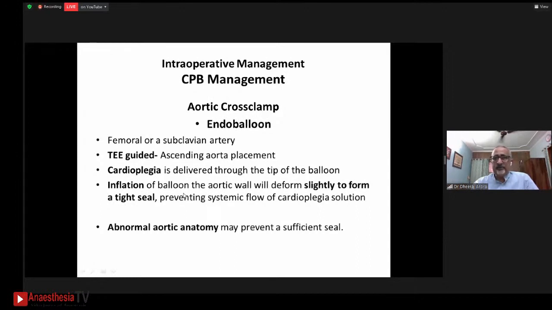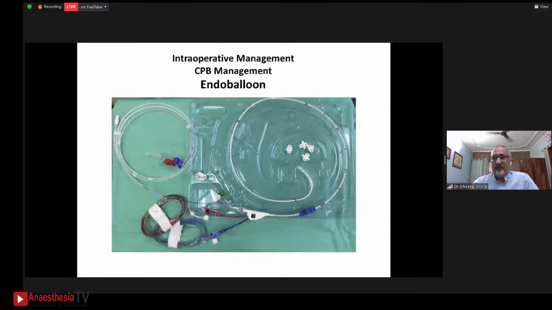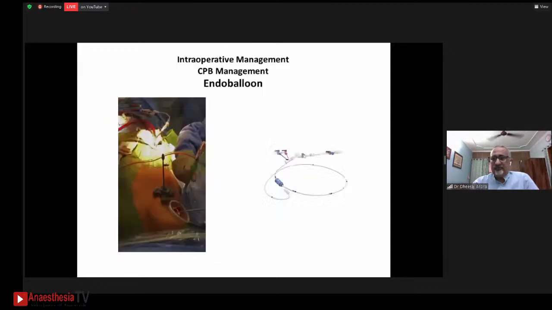It is done either through the femoral artery or the subclavian artery. Again, the role of TEE is very important, and the inflation of the balloon is slightly deformed, so it forms a tight seal inside the aortic wall and prevents systemic leakage of the cardioplegia. Although it is quite a cumbersome technique, we have to monitor the pressures, and we have to use 3 or 4 transducers in these patients. The other problem is that whenever there is abnormal anatomy of the aorta, it is not indicated. And this is the endoballoon which is used. This is how it is attached to the femoral arterial line, to the side port.